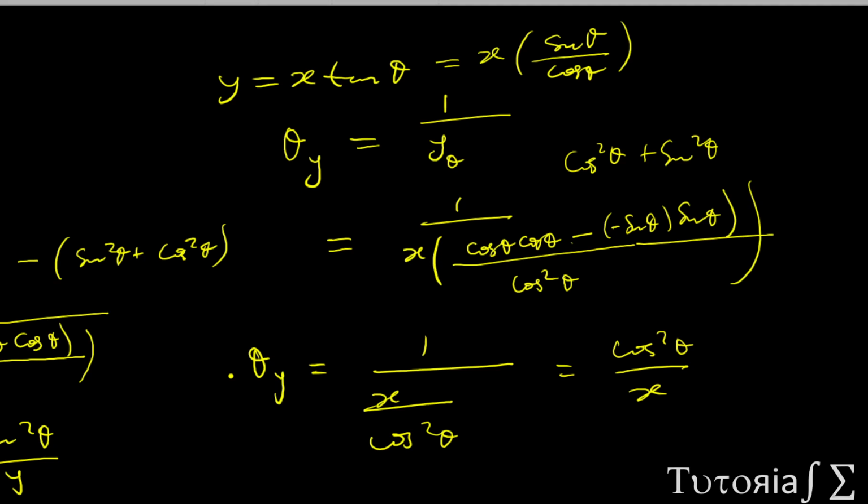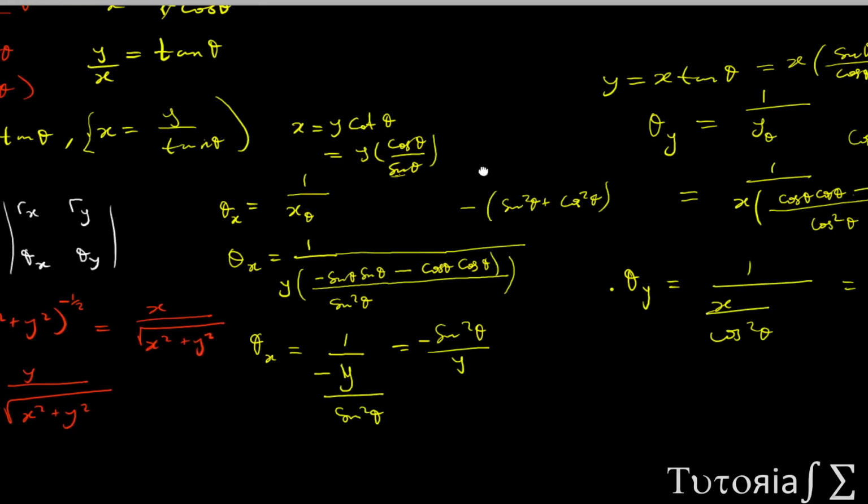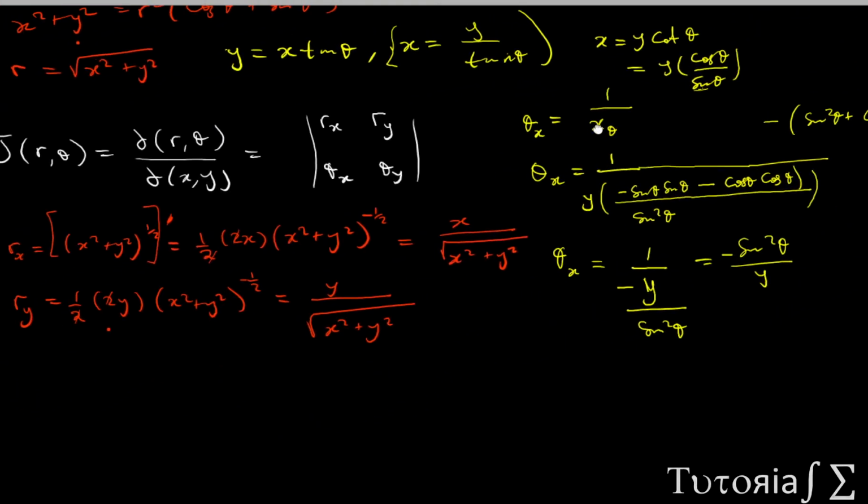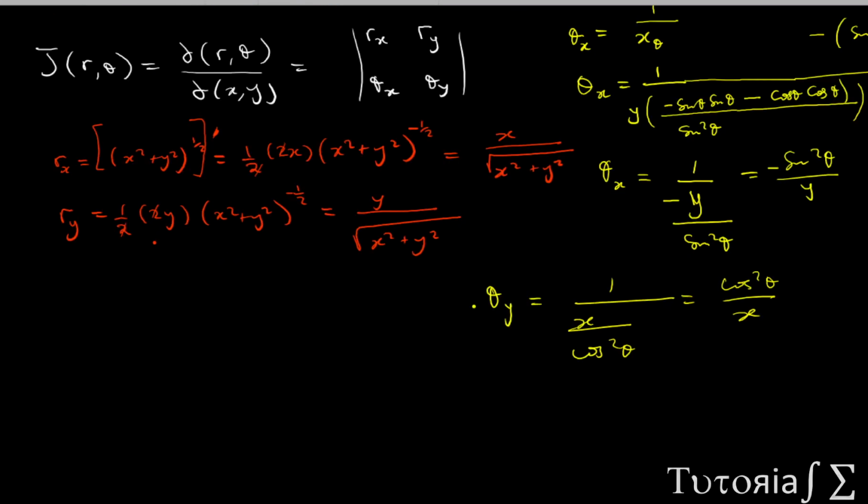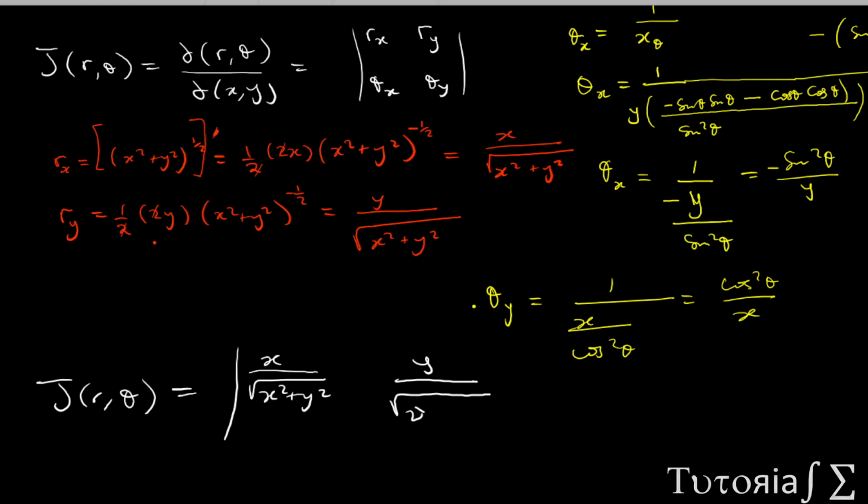Okay, so now we have our three derivatives. So let me just write them here. All right, so we'll say our Jacobian of r and theta is basically equal to, we replace, so r with respect to x, which is this, x over root of x squared plus y squared, r with respect to y, which is this one, y over root of x squared plus y squared, then theta with respect to x, which is this one right here, negative sine squared theta all over y, then cos squared theta all over x.